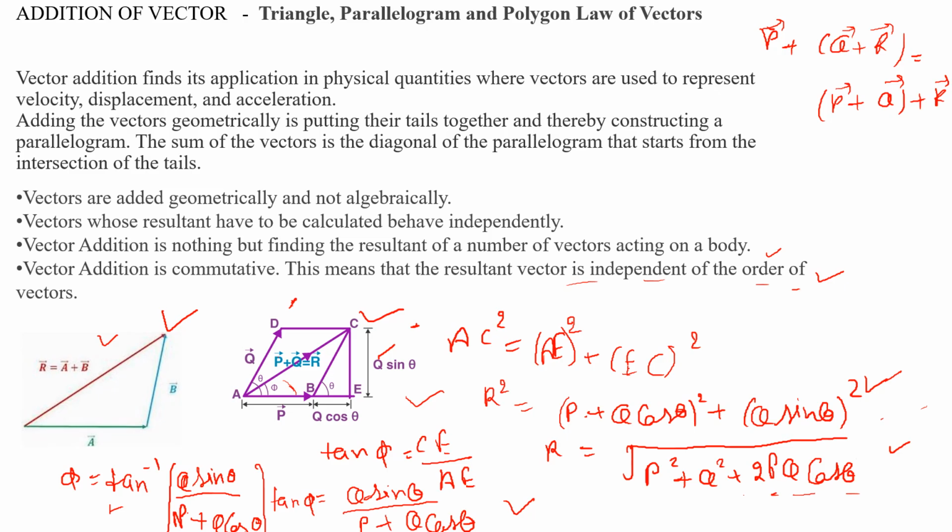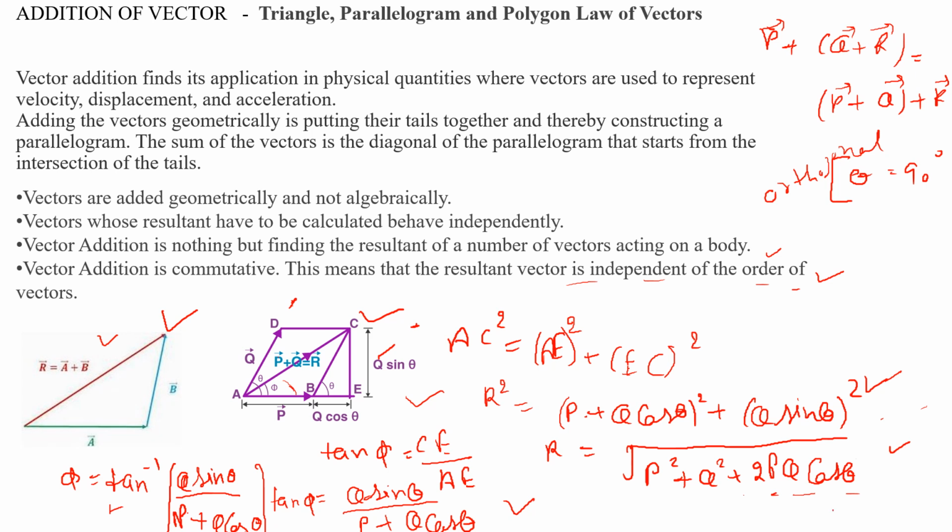If the vectors P and Q are orthogonal, means theta is equal to 90 degree, then cos 90 is equal to 0. So the resultant will be root of P square plus Q square. Next, the resultant of two vectors can have any value from P minus Q to P plus Q depending on the angle between them, and the magnitude of the resultant decreases as theta increases from 0 to 180 degree.